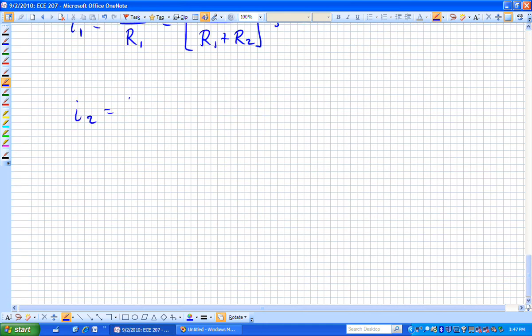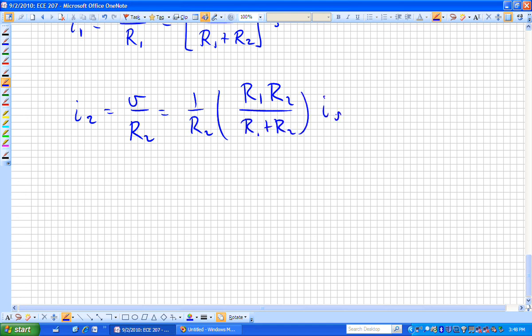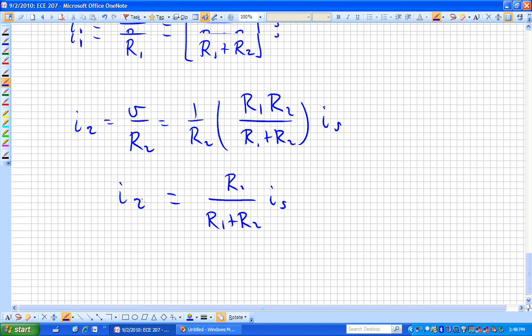Likewise for I sub 2. That's V over R sub 2, which is 1 over R sub 2 times this equivalent resistance, which is now R1 over R1 plus R2 I sub S. Which says that now our current divider, if we have two resistors, we need to sum both of those resistors, and then to find the current through I1, we look at the other resistor and put it in the numerator and multiply by I sub S. Meaning we grab the opposite resistor and put it upstairs, put the sum downstairs, and multiply by I sub S.